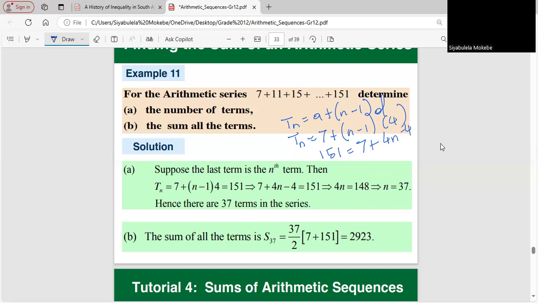Now, to calculate the sum of all the terms, we now know that we have 37 terms. So you use n over 2 times (a plus l). N, we have 37 terms. Then the first term is 7, and the last term is 151.